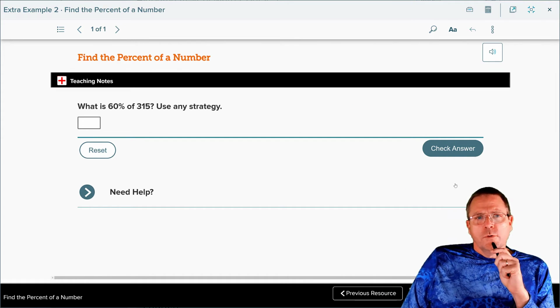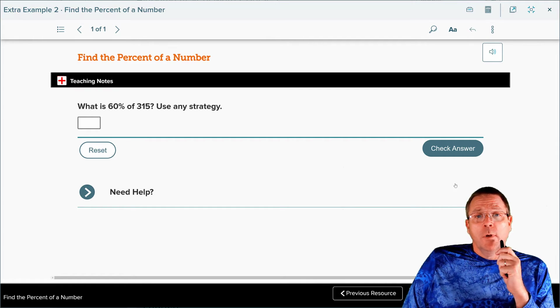Now it's going to be your turn to solve this problem. Which method are you going to use? Are you going to use a bar diagram? Are you going to use a double line plot? Or are you going to use algebra with equivalent ratios? Pause the recording, solve the problem.